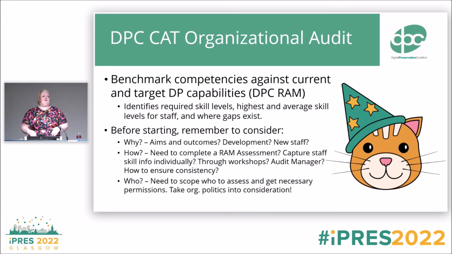Obviously, you need to think about the process of doing the audit itself. So have you got a RAM assessment in place already, or are you going to need to complete that process? And how are you going to capture the information on each of the individual staff skills? So the process involves all of the staff who are within the scope of the audit completing the first 2 columns of the individual staff audit spreadsheet, and then inputting that all into the organisational spreadsheets.